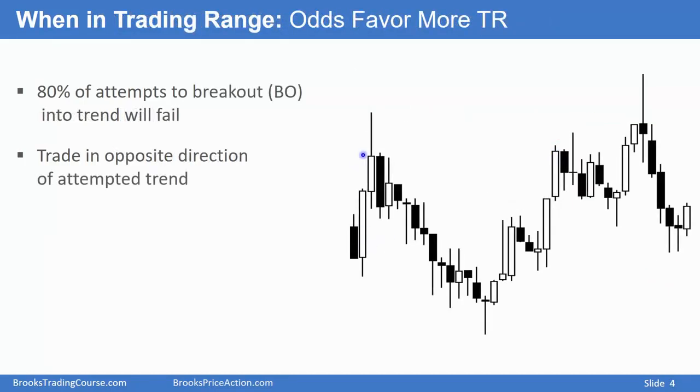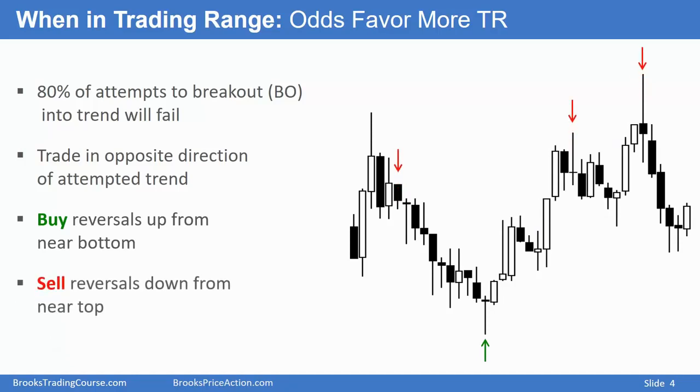Now look at this. We have trends up, we have trends down. This is a trading range. And 80% of attempts to break into a trend fail. You have to be trading in the opposite direction of an attempted trend. So if you always have to be in the market, you want to be buying near the bottom and selling near the top. And you just reverse multiple times.